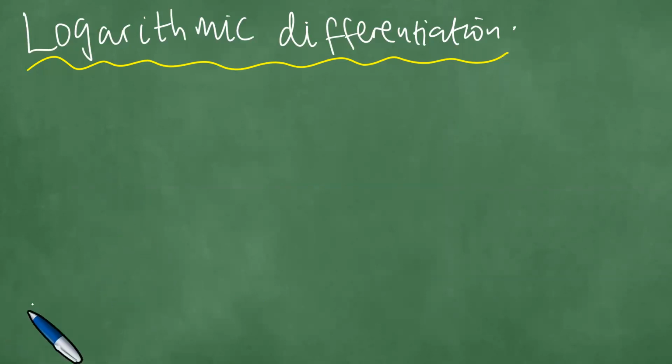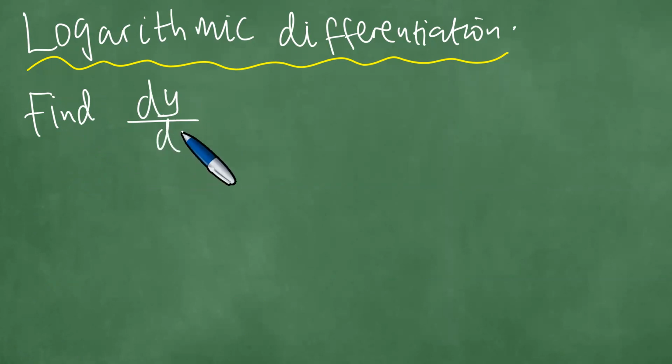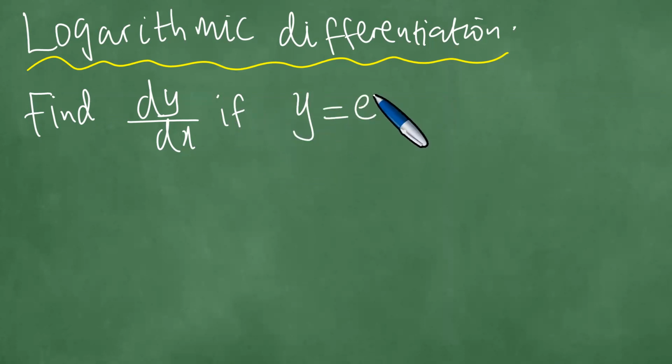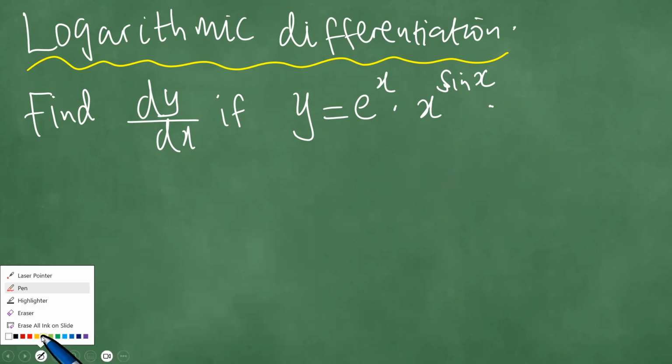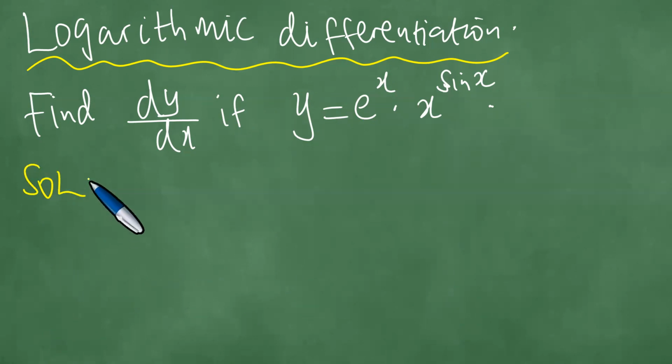Here is an exercise, an example. Find dy dx if y is e to the power x times x to the power sine x. So what is this? But how do we use logarithmic differentiation? In particular, what is logarithmic differentiation? We explain in detail.